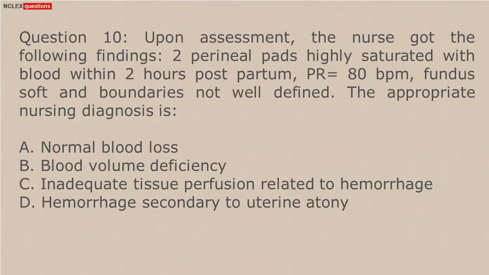Question 10. Upon assessment, the nurse got the following findings: 2 perineal pads highly saturated with blood within 2 hours postpartum, PR equals 80 bpm, fundus soft and boundaries not well defined. The appropriate nursing diagnosis is A. Normal blood loss. B. Blood volume deficiency. C. Inadequate tissue perfusion related to hemorrhage. D. Hemorrhage secondary to uterine atony.